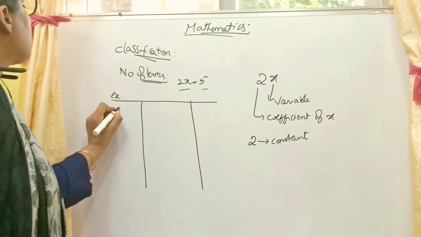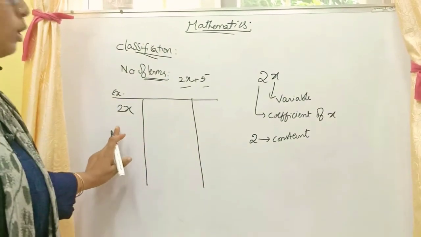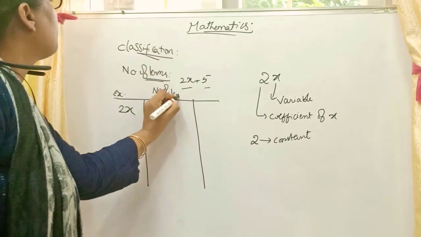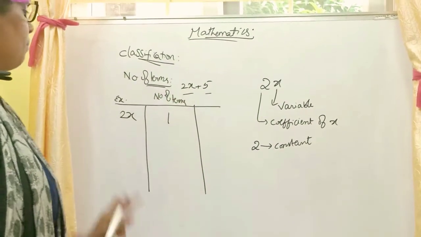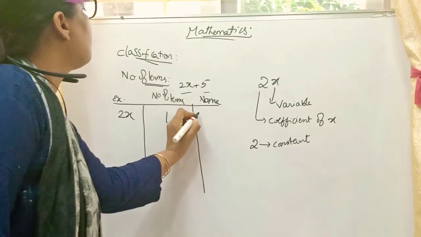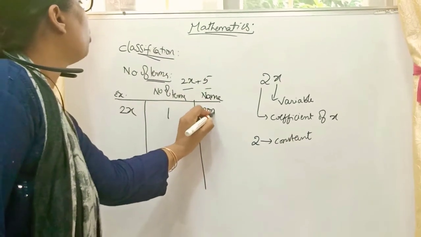Let us take 2x. How many terms are there? 1. Based on the number of terms, a name of the polynomial is given. It is called a monomial.